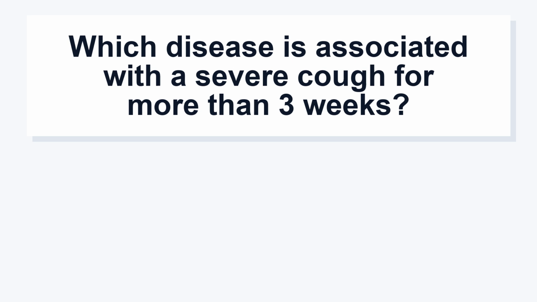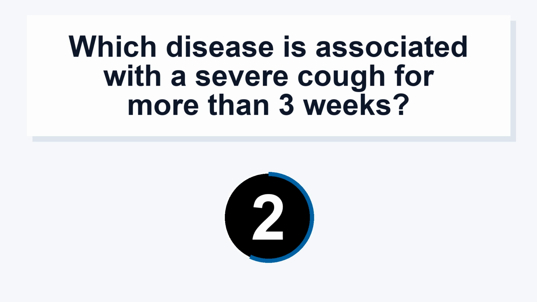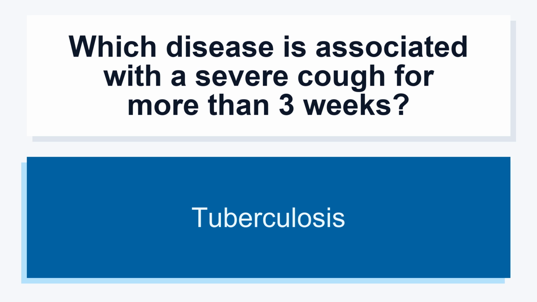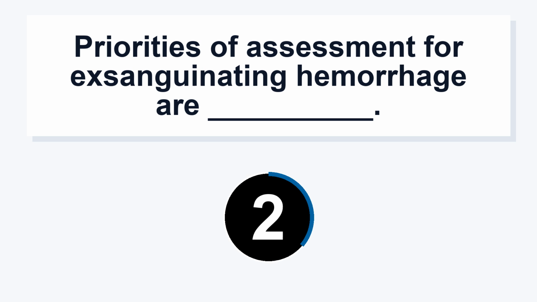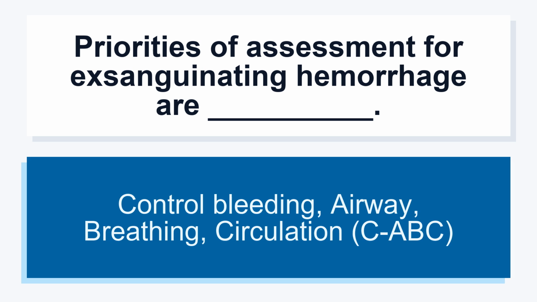Which disease is associated with a severe cough for more than 3 weeks? Tuberculosis. Priorities of assessment for exsanguinating hemorrhage are blank. Control bleeding, airway, breathing, circulation, CABC.